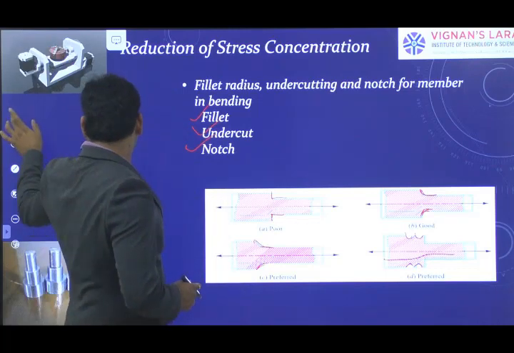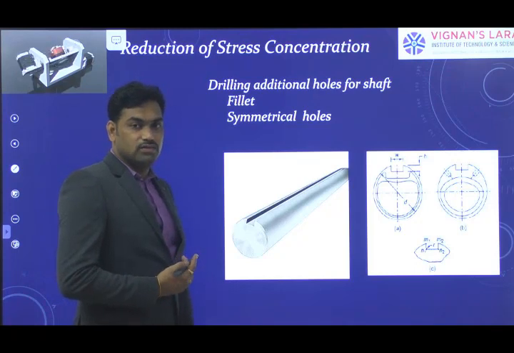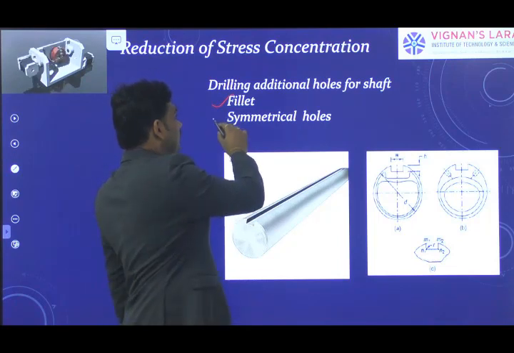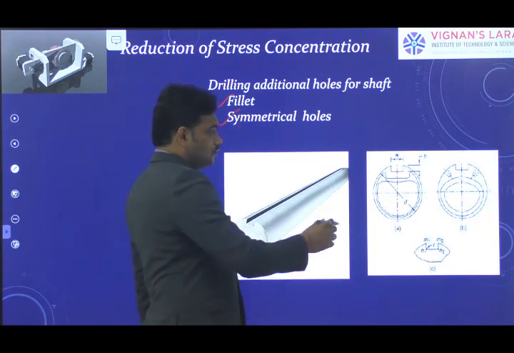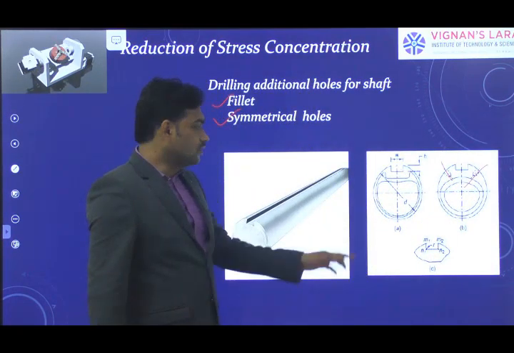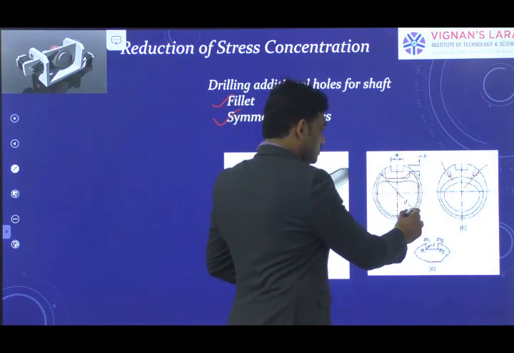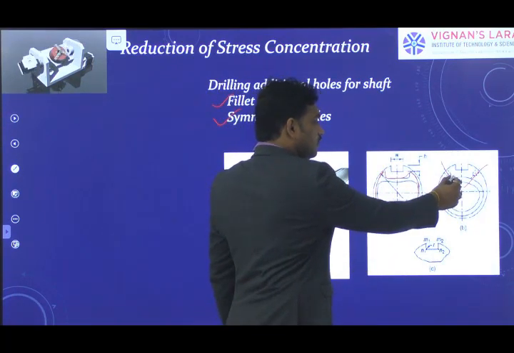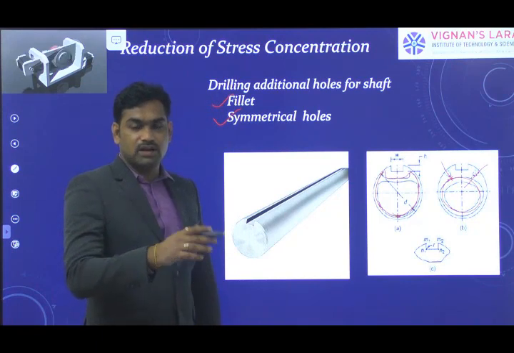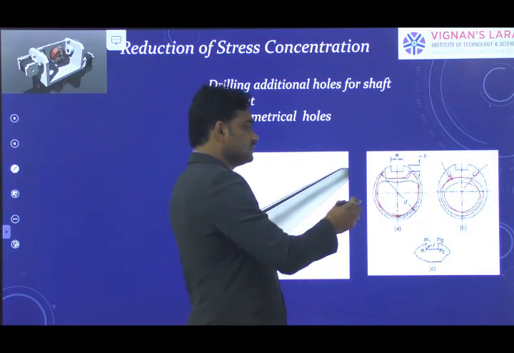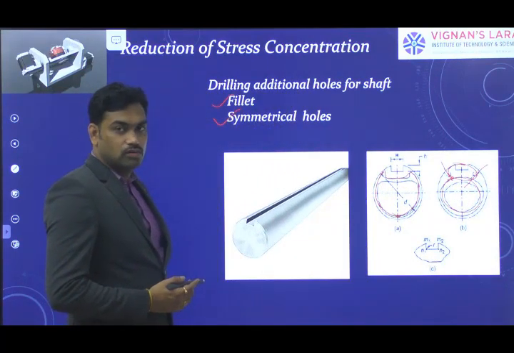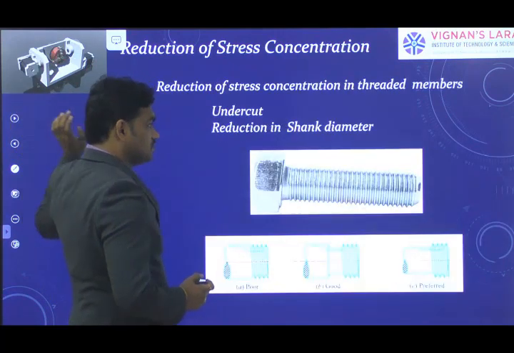And coming to the keyways, we can add fillets or we can provide symmetrical holes. Here you can observe this is the keyway, and these are the two holes drilled at the surface. These are the lines you can observe as stress concentration in the initial case. Whenever you drill holes, the stress is going to flow smoothly in a circular fashion, so there is no stress concentrated near the keyway groove. This is one of the methods, drilling additional holes for a shaft, that is, filling notches or symmetrical holes.